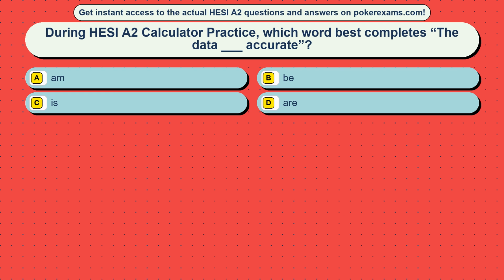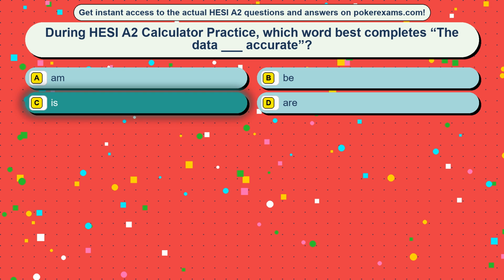Question 31. During HESI A2 Calculator Practice, which word best completes the sentence: the data blank accurate? Option A, them. Option B, be. Option C, is. Option D, are. The correct answer is option C, is.